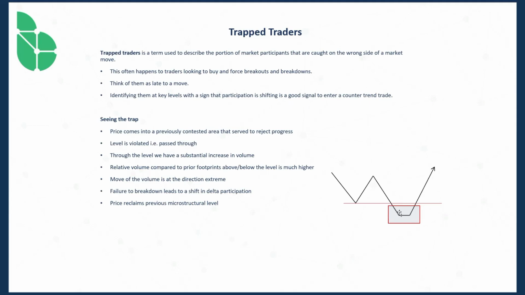It happens at a key level. That's one of the more important things, so we need to see that it happens at a key level. It comes into a previously contested area that served to reject progress, in this case progress down. So just going over some of the points that we want to look for: price comes into a previously contested level, so that's right here. Here's your level. Let's say this is a higher time frame level as well, so a higher time frame horizontal, in this case support and resistance.